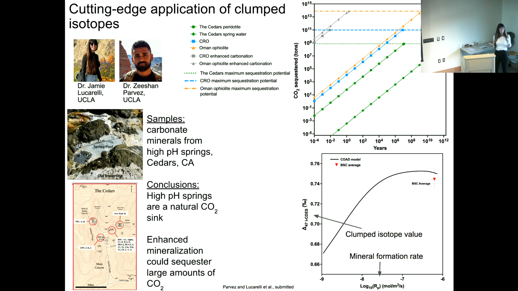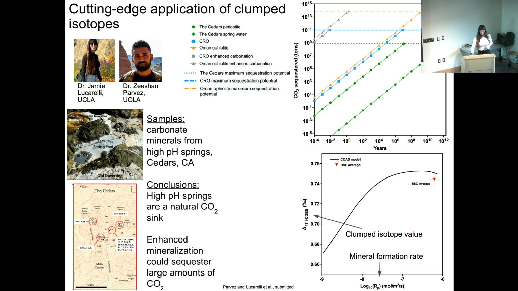Most natural springs have a pH of somewhere between, say, 7 and 8.2. And these particular springs have a pH over 11.5. So they're very alkaline springs. And this very high pH water forms a lot of carbonate minerals, which is the type of samples that we use.